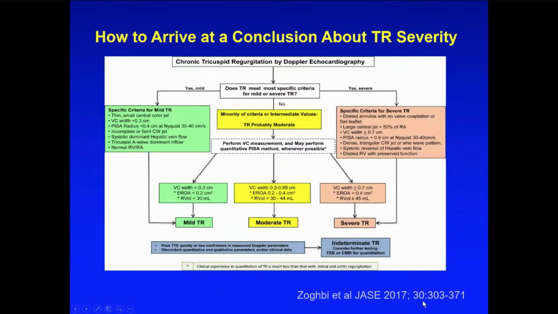And this is the 2017 guidelines recommendation. They include relying on a number of criteria. The more of these criteria that you see, the more confident you are in your conclusion. But if you end up with intermediate values, it is best to then resort to the quantitative approaches, relying on vena contracta width, regurgitant orifice area, and regurgitant volume. And then, depending on where you stand, you place the patients in mild, moderate, and severe.